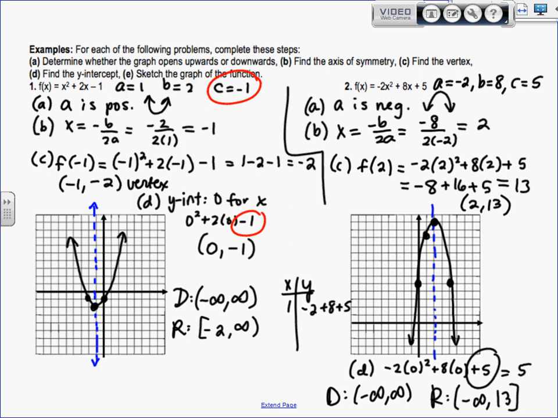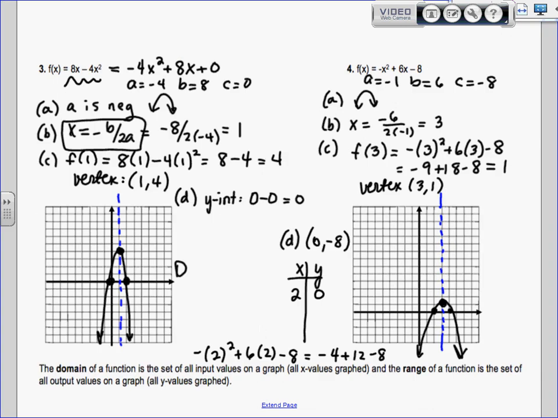Okay, so if you have a minimum, you're going to start from the lowest point and go to infinity. If you have a maximum, you're going to start from negative infinity and go to the maximum point. All right, so the next two, your domain for number 3 would be negative infinity to infinity. And then the range is going to be negative infinity, and then you go up to a height of 4 bracket. And then number 4, your domain, again, negative infinity to infinity. And the range is going to be negative infinity, and then it goes up to a height of 1 bracket. Okay?